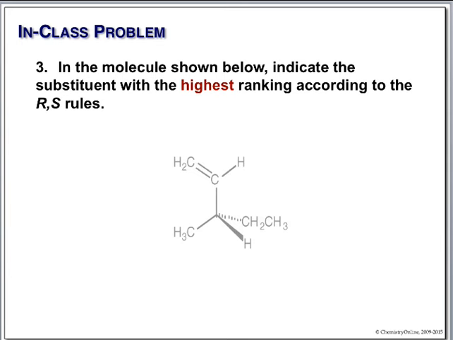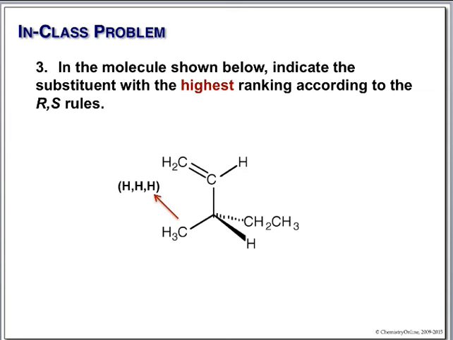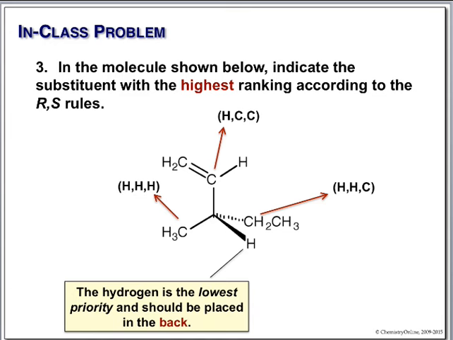Let's rank one more. Hydrogen is our lowest priority, and by gosh, I put it to the front. Here we have three hydrogens. Double bond, so this is two carbons and a hydrogen. This is two hydrogens and a carbon. Again, the hydrogen we would have to rotate to the back. Our winner here is going to be our double bond with two carbons.